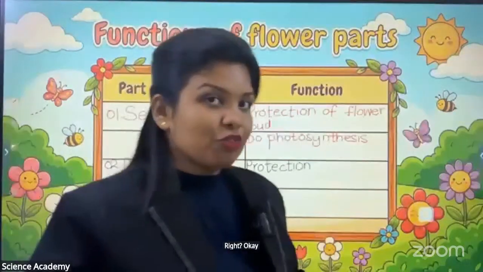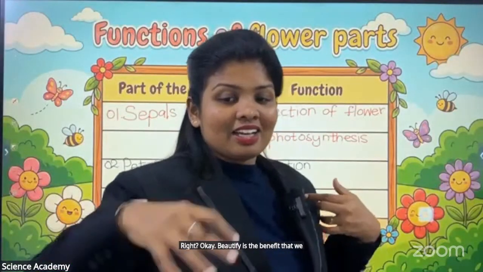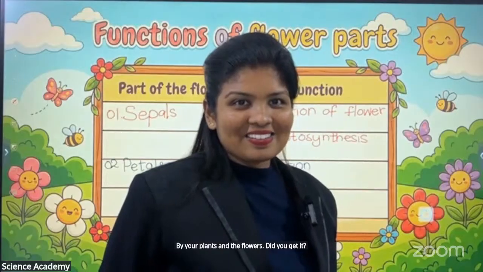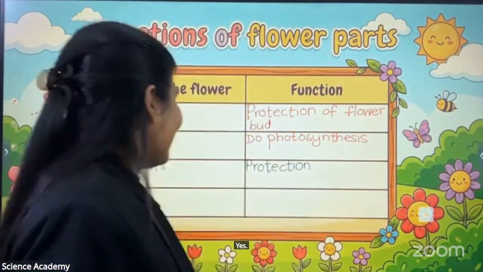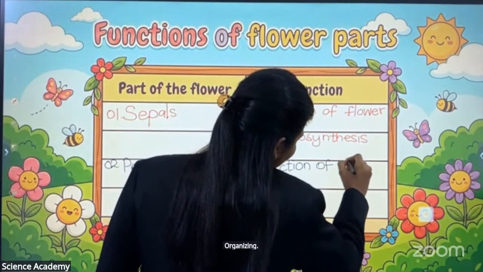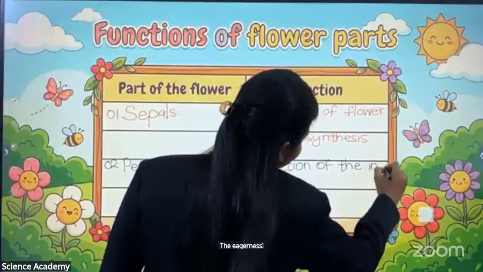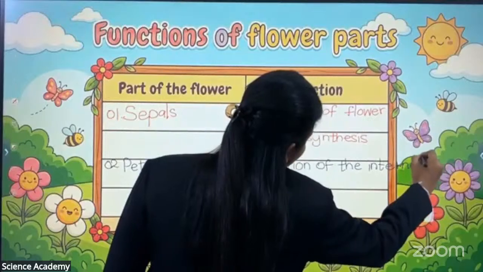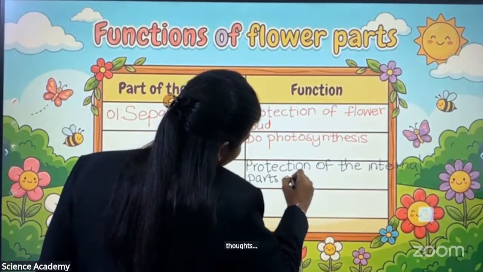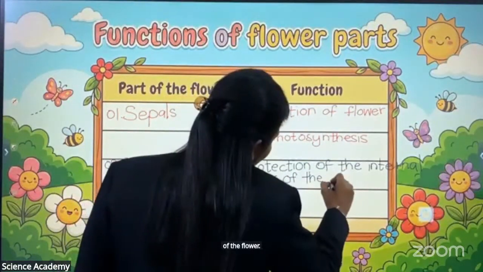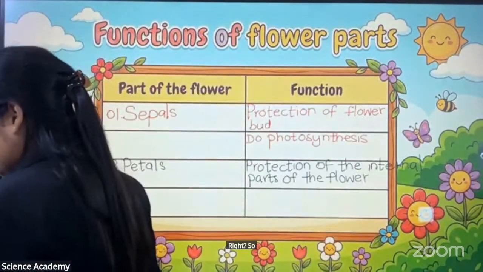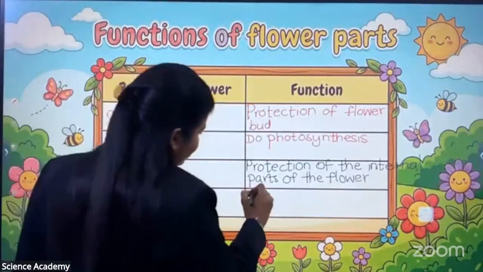Right? Okay. Beautifying is the benefit that we are getting from our plants and flowers. Did you get it? Yes, miss. Okay, teacher. Okay, right. Protection of the internal parts of the flower. Right? So what is the other one? Attraction of insects for pollination.